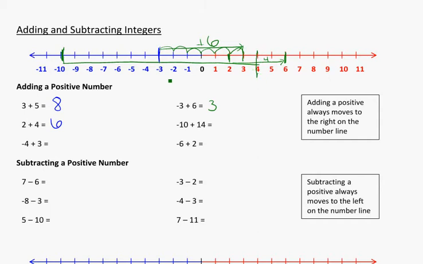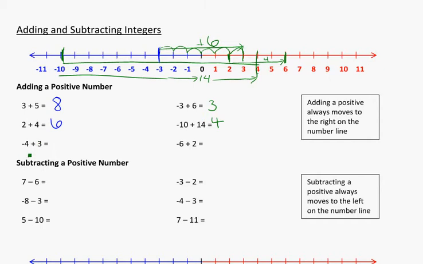So going up a total of positive 14 takes us all the way from negative 10 up to 4. Again, the first 10 numbers out of that 14 just undo the negative 10. They take us from negative 10 up to the 0. And then there's just the 4 numbers left over that take us to the positive 4.